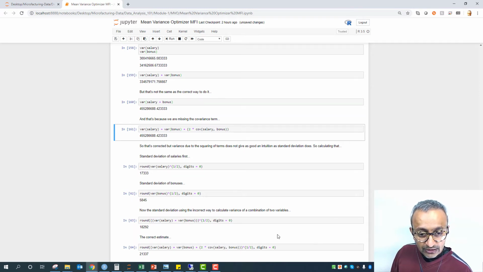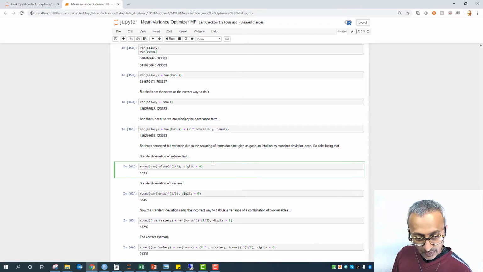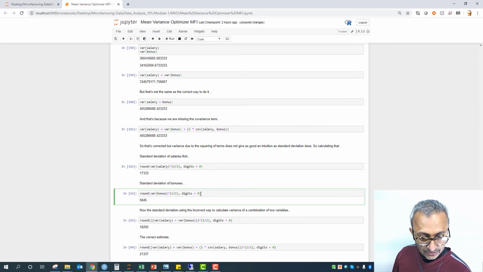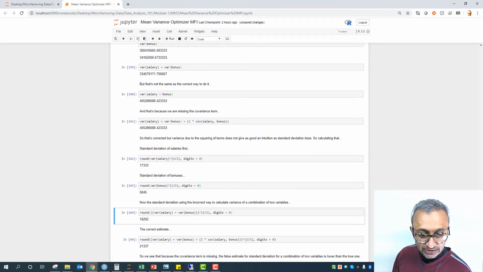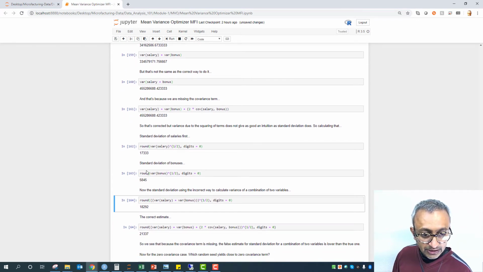And then we can calculate the standard deviation of each salary and bonus. Okay, and now the standard deviation of the combined. Now one thing you will notice, even with this positive covariance term, if you sum the individual standard deviations, 17,333 and 5845, the combined is always going to be less than the sum of the individuals. Okay, and that's very important.